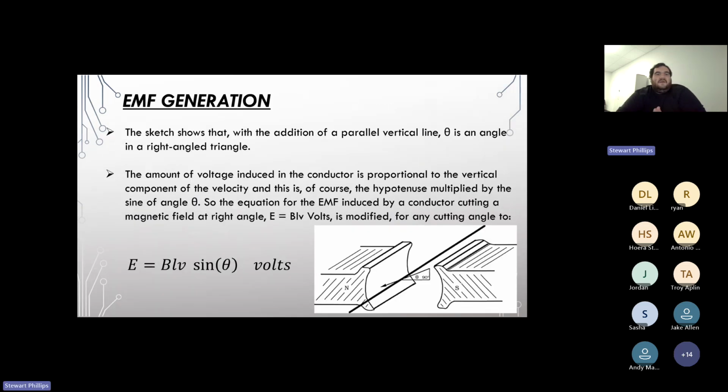Cool. So the amount of voltage induced in the conductor is proportional to the vertical component of the velocity. And this, of course, is the hypotenuse multiplied by the sine of angle theta.